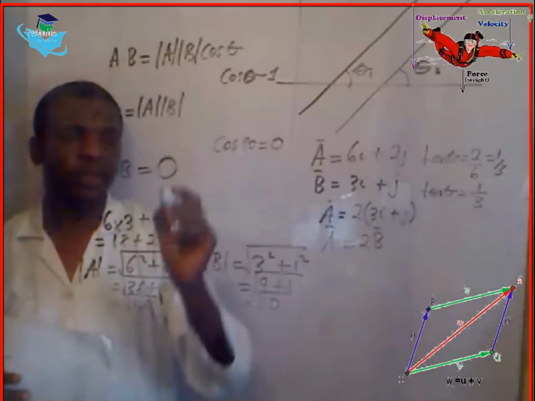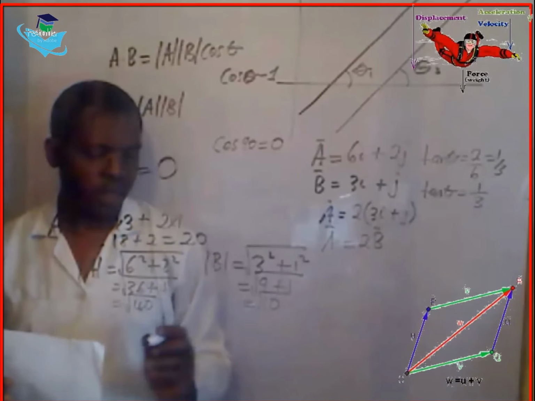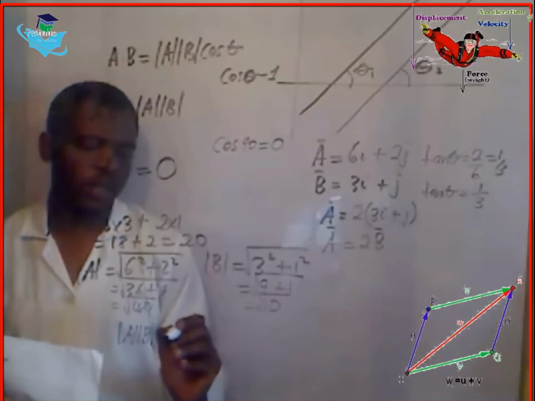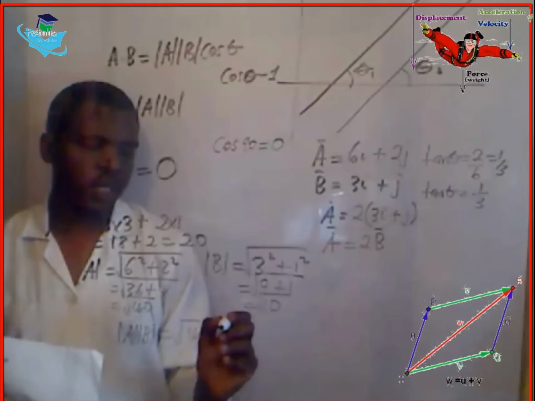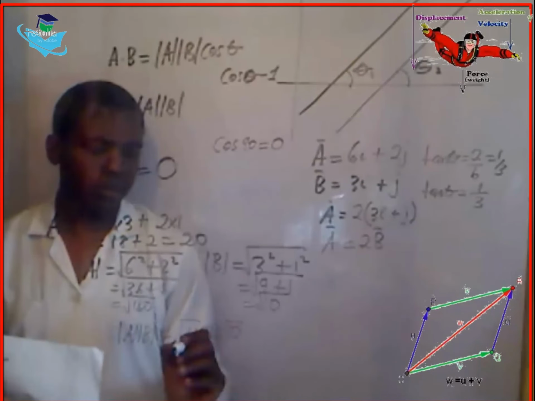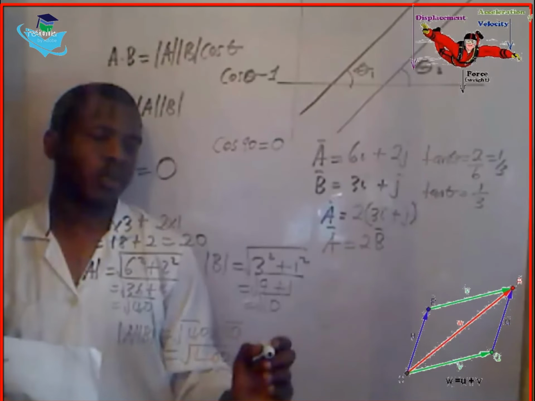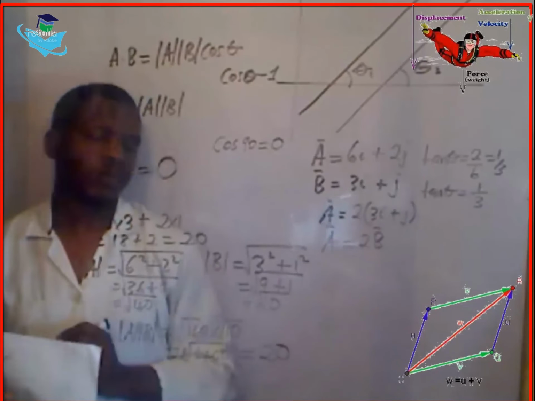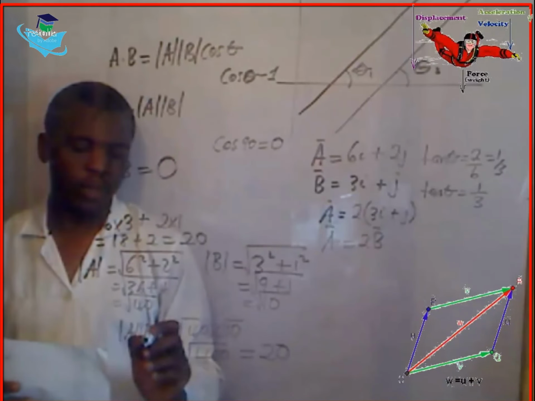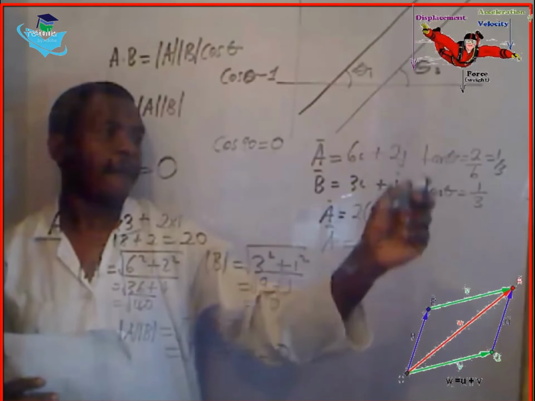Now let's look for the product of A magnitude and B magnitude. So A magnitude times B magnitude is equal to the square root of 40 times the square root of 10. This is equal to the square root of 400, which is equal to 20. Therefore we see that A dot B is equal to the product of the magnitudes of A and B. So these two vectors are parallel.